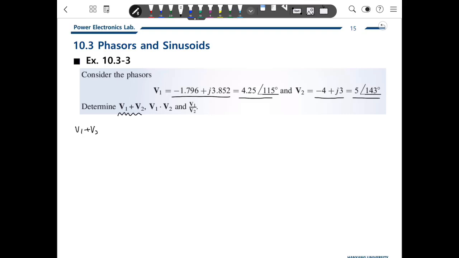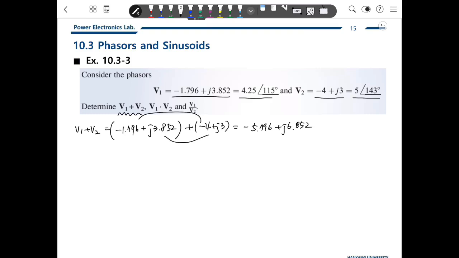So V1 plus V2: V1 is minus 1.796 plus j3.852, and V2 is minus 4 plus j3. Then the result will be minus 5.796 plus j6.852.